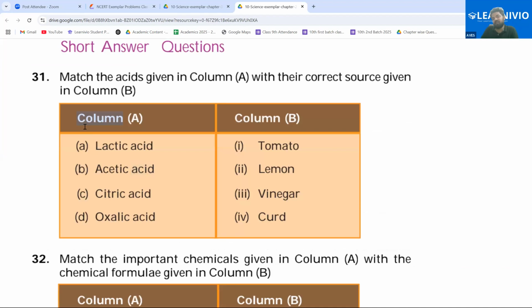Okay, tell me the acid present in lactic acid is... Acid present in lactic acid. Vinegar, sir? Vinegar, right? Yeah. Next. Acetic acid is in curd. Citric acid in lemon and oxalic acid in tomato. Acetic acid is in vinegar. Okay.